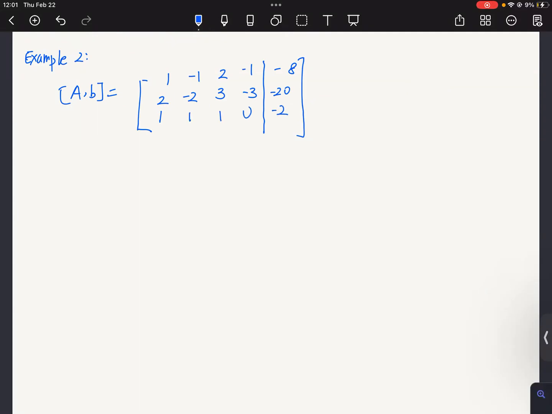I'm going to just write out the linear system of equations with the augmented matrix. It looks like this: 1, -1, 2, -1, -8, and the split line is here. 2, -2, 3, -3, -20. You should be able to write out the augmented matrix from the linear system of equations. -1, 4, 3, 4. So once again, you are going to do round 1, round 2, round 3, and then let's take a look.